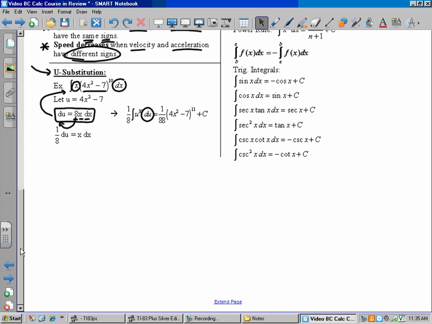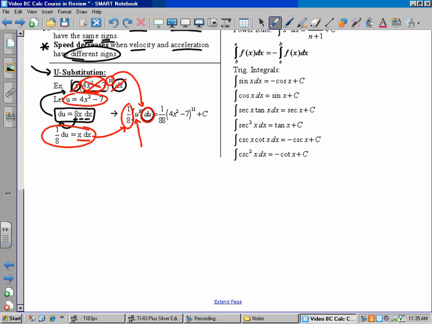So then I would use u equals 4x squared minus 7 and 1/8 du to rewrite the integral. When I put in 1/8 du, it takes the place of x dx. When I put in u, it takes the place of 4x squared minus 7. And then, of course, I have a power of 10 that is still written there.